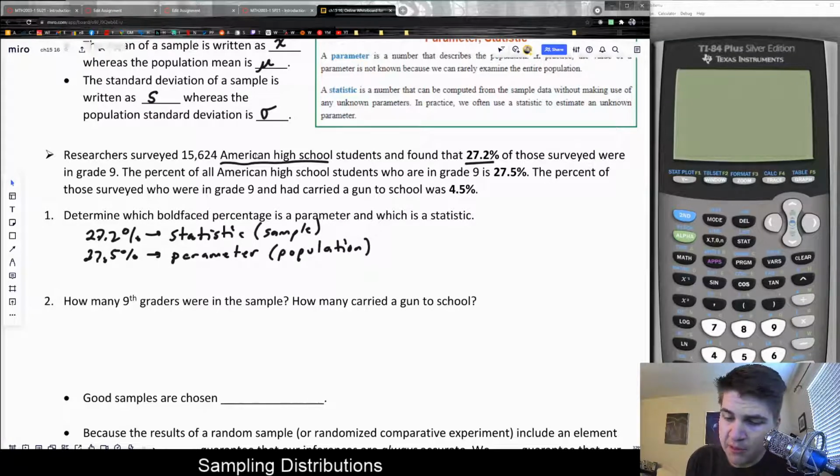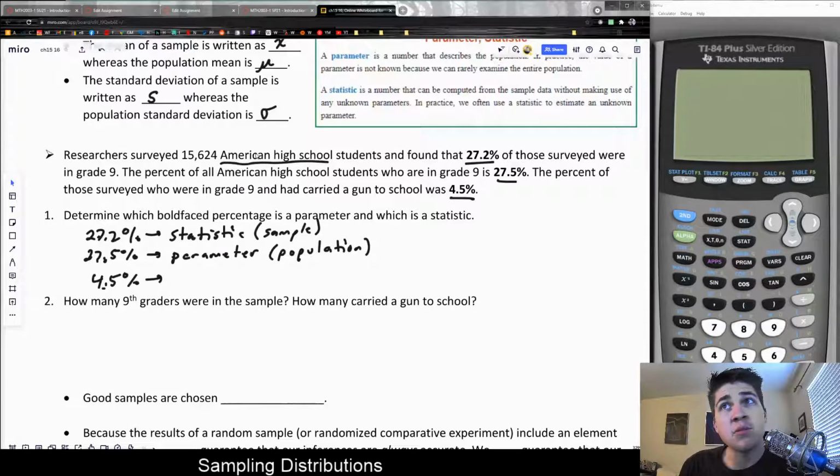And so the third percent we're told is the percent of those surveyed who were in the 9th grade and had carried a gun to school, which was 4.5%. So if we want to know, is that a parameter or a statistic? That would definitely be a statistic, because it said it was taken from the survey, right? And how would we possibly know?